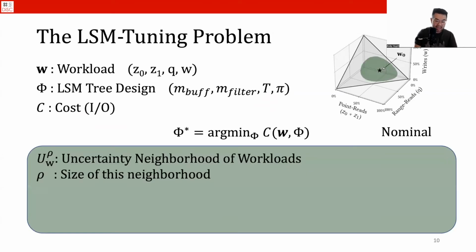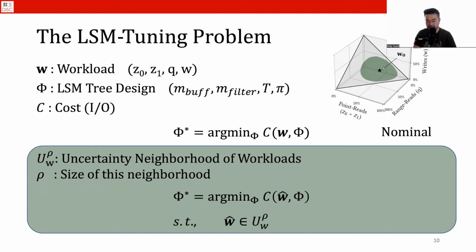Now, if I add that green egg-shelled neighborhood that we did before and place some actual formal definitions on it, we can come up with a new problem. So that green region we'll call our uncertainty neighborhood of workloads, a set U, and we'll parameterize U based off of rho, the size of the neighborhood, right? And now with that, we essentially have an analogous problem to our nominal problem. We're still trying to find a design that minimizes our cost. However, we take into consideration all workloads in our uncertainty set U. And for this, we'll call the robust problem.